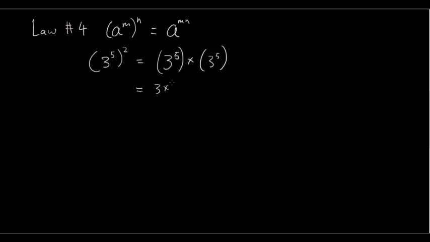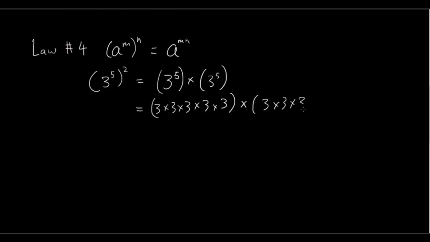So now we have 3 by 3 by 3 by 3 by 3 times, again, and how many 3's do we have? We have 3 to the power of 10. Now a quicker way of doing that is just 5 times 2, inside power times outside power. So 3 to the power of 5 times 2. Okay, so that's law number 4. Law number 5.